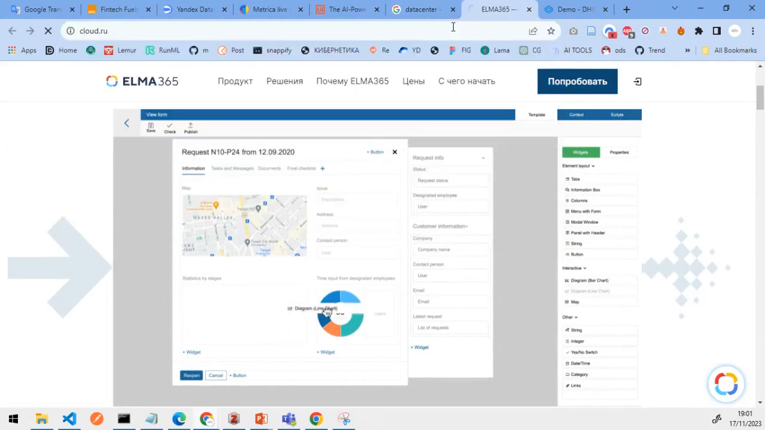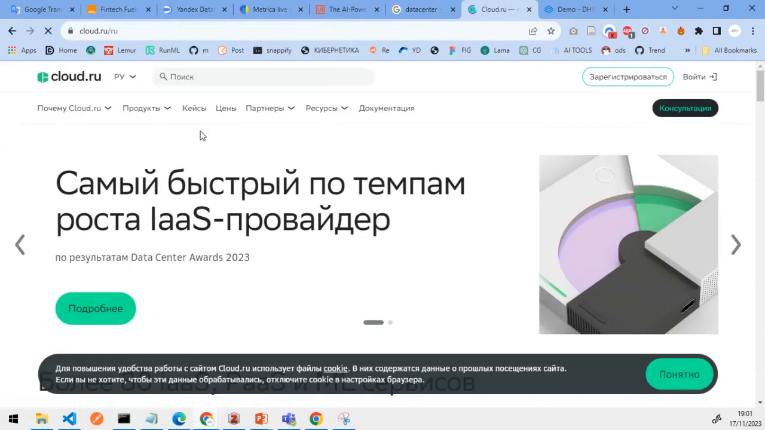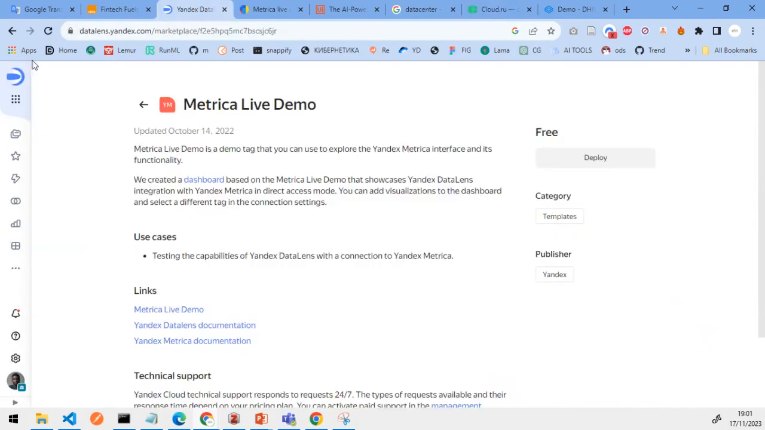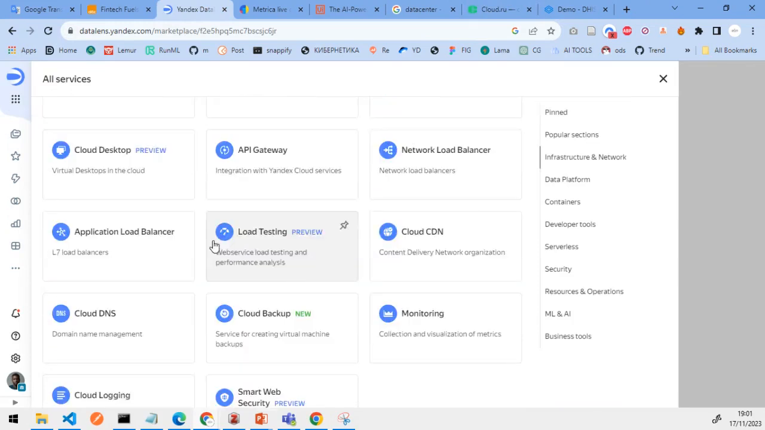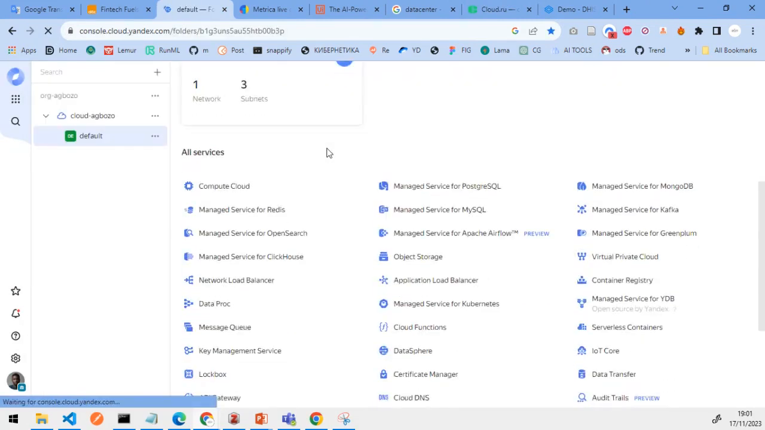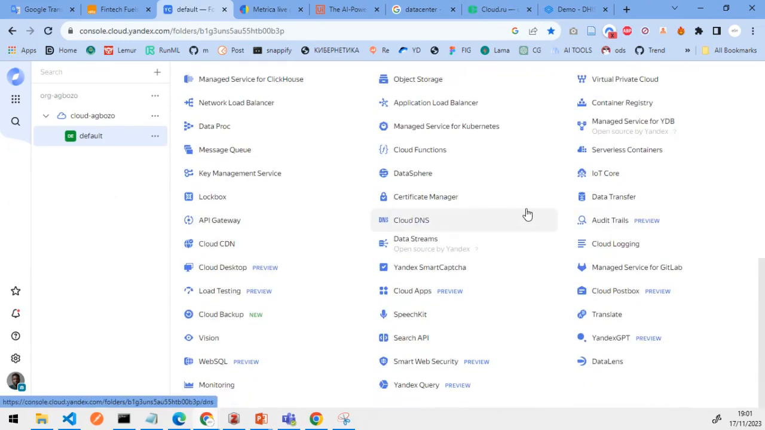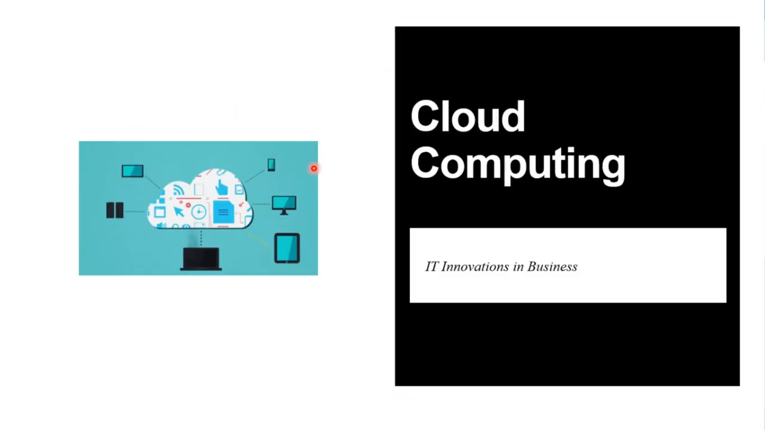So why don't you go to, for example, cloud.ru, an interesting company. A company like cloud.ru is a good example of a cloud computing provider. Yandex has their own cloud services which they provide. You can see Yandex Cloud Console and stuff like that. For example, I can set up different cloud services on Yandex. I don't need to buy a physical device and all of that. So I'll come back to that.